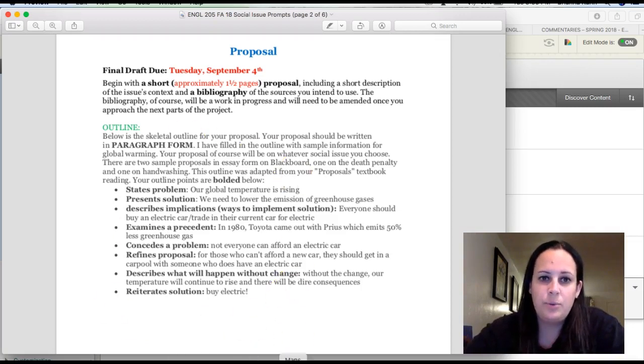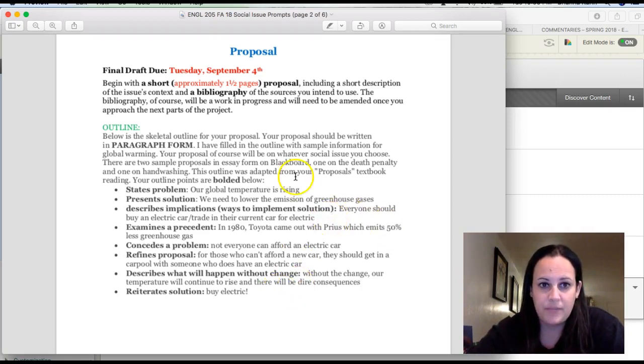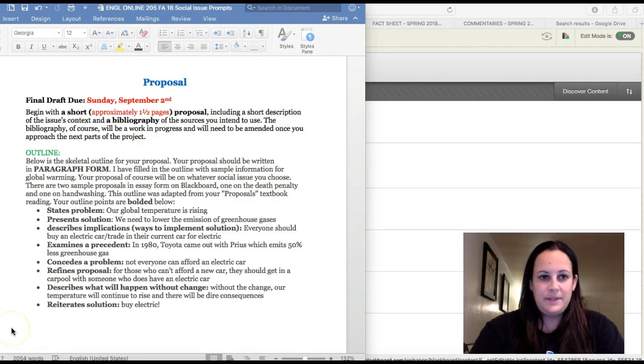So this is just a quick and simple proposal. You're basically just explaining what your social issue is, the problem, the solution, and that's basically it. I'm really just checking to make sure that you've chosen a suitable topic for the rest of this unit. Your proposal will be due Tuesday, September 4th. The proposal will be due Sunday, September 2nd.